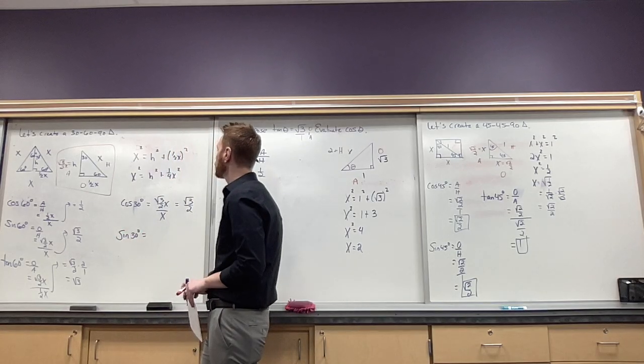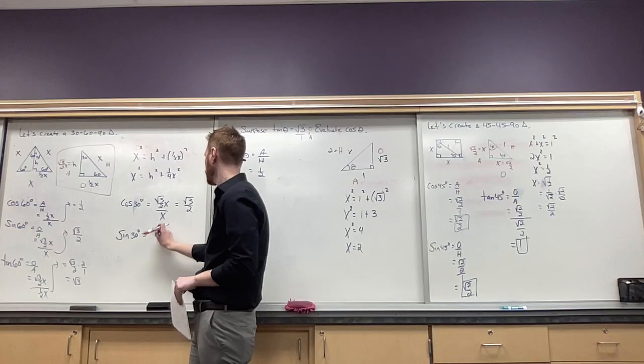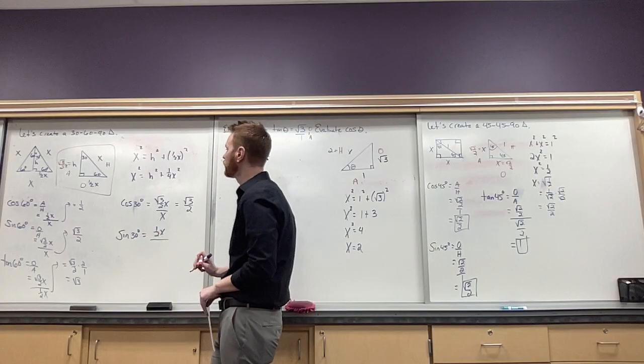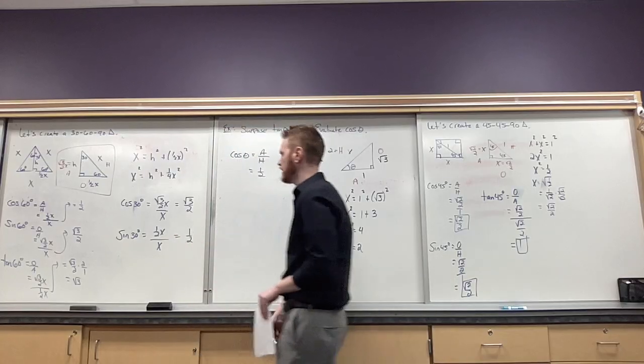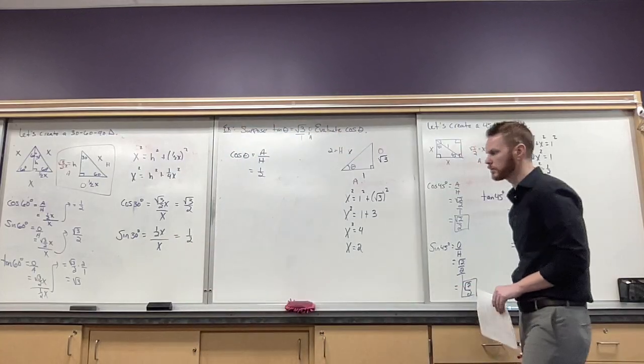All right, next, sine of 30 degrees. That's going to be the half x over the hypotenuse, which is x. So we know that the x's cancel out. So sine of 30 is always equal to a half.